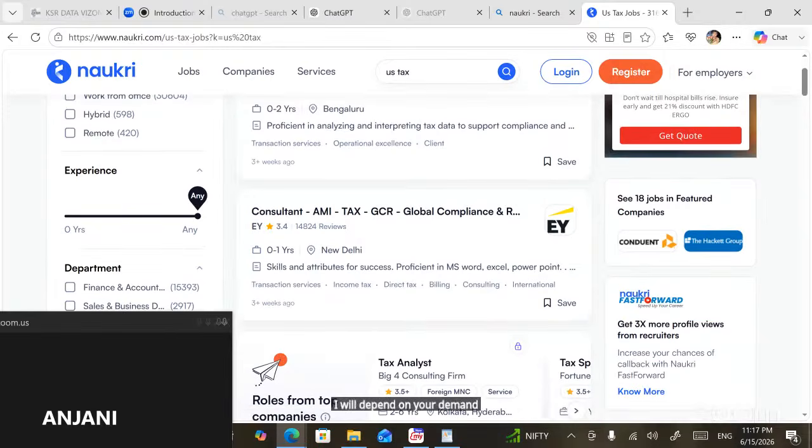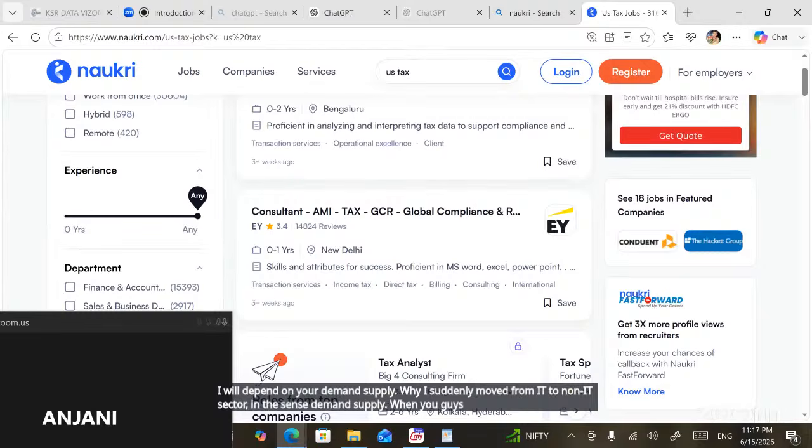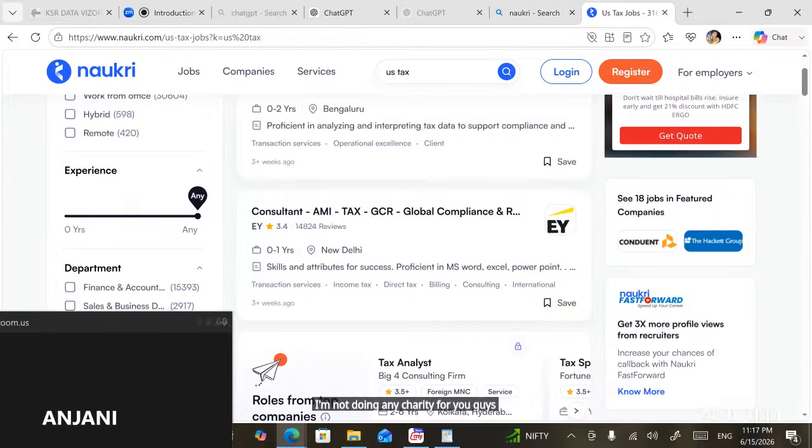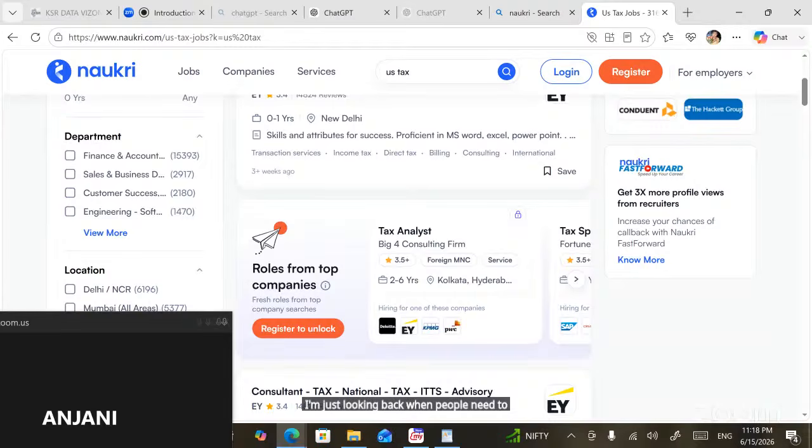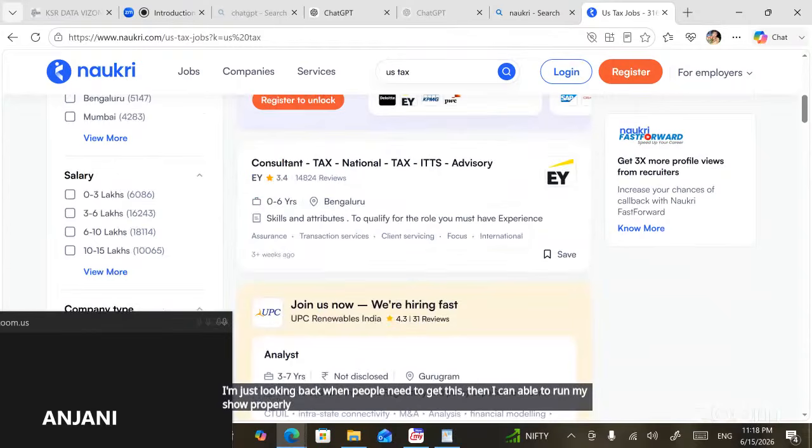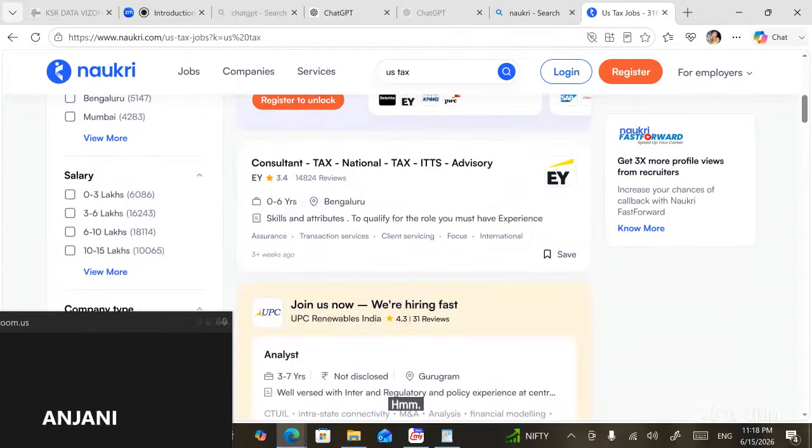Why I suddenly moved from IT to the non-IT sector? In the sense of demand and supply. When you guys get a job, I will earn more money. I'm not doing any charity for you guys, sir. I'm just looking for maximum people to get placed, then I can run my show properly. That's the only logic, sir.